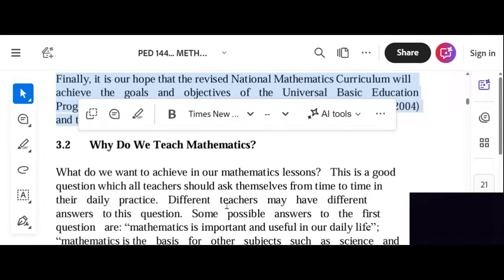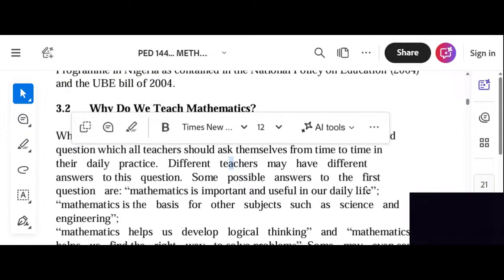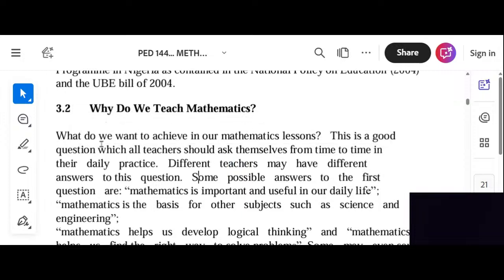Now, why do we teach mathematics, which is another concept we try to go into now? We want to know why we teach mathematics. Yes, National Certificate in Education. Thank you. So, the next thing we are going into is why we need to study mathematics, and it's worth checking. What do we want to achieve in our mathematics lesson?